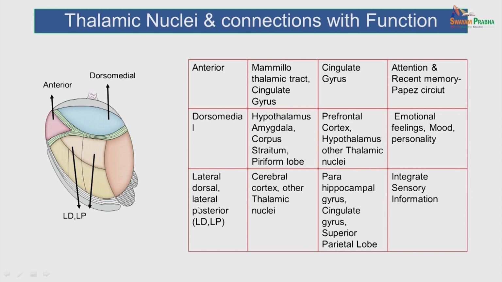Then we have the dorsal lateral and the dorsal posterior nucleus, which are connected to the cerebral cortex and other thalamic nuclei. Their efferents go to the parahippocampal gyrus, the cingulate gyrus and the superior parietal lobe. The main function is to assimilate and integrate all the sensory information.